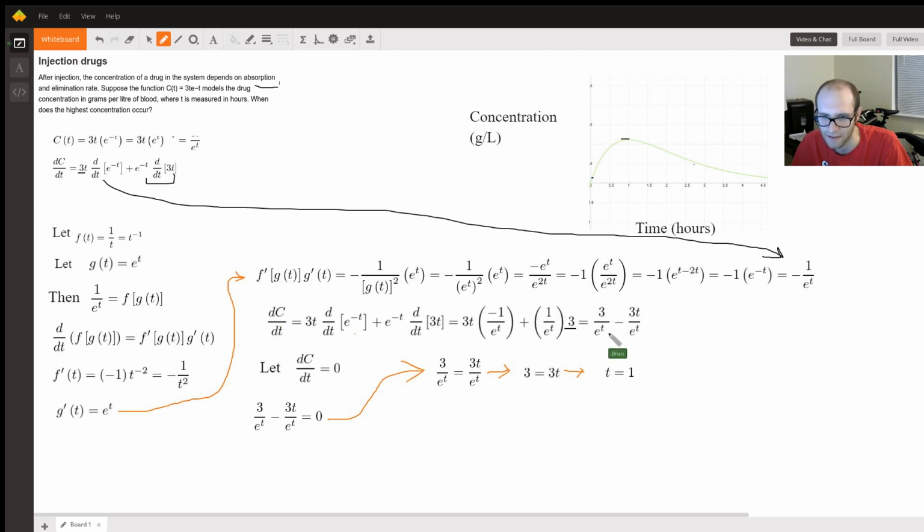We want to set the derivative equal to 0 because at the time of maximum concentration, the slope of the tangent line is 0. It's a horizontal line. Next thing we need to do is solve for t. The rest of this is just algebra. We're going to get t equals 1 hour. And that is consistent with the graph. 1 hour is your answer.